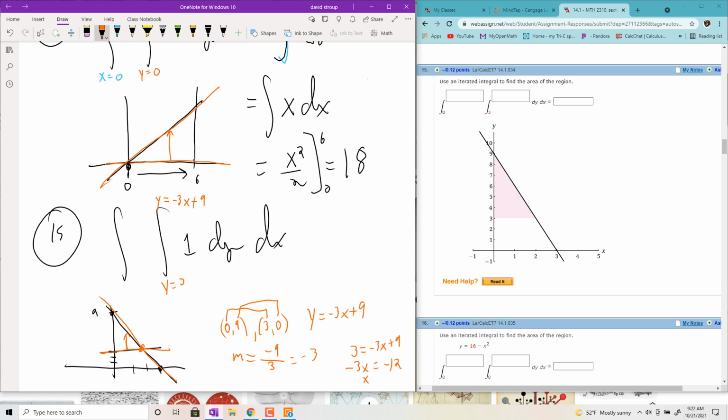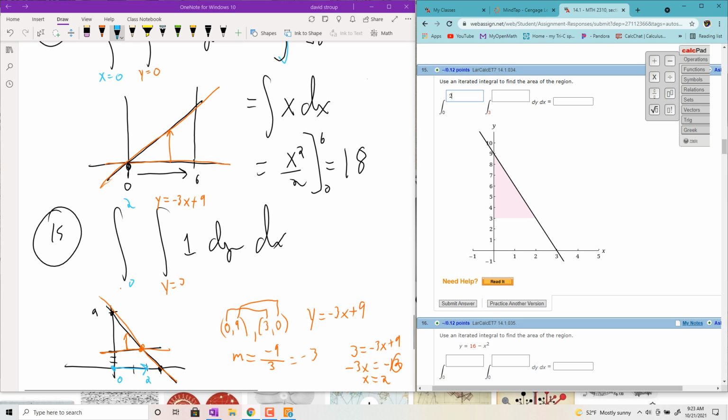Oh, I see. This is negative 6. There we go. So x is 2. Right. So it looks like I'm going then from x equals 0 to x equals 2. So 0 to 2. Okay. I feel better about the universe. So 0 to 2, and then negative 3x plus 9.